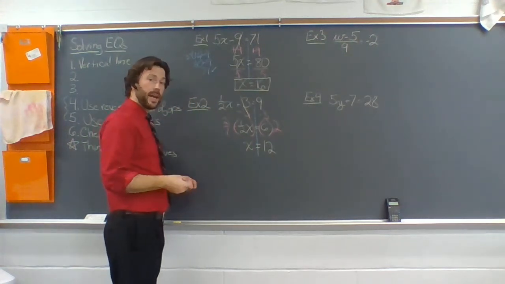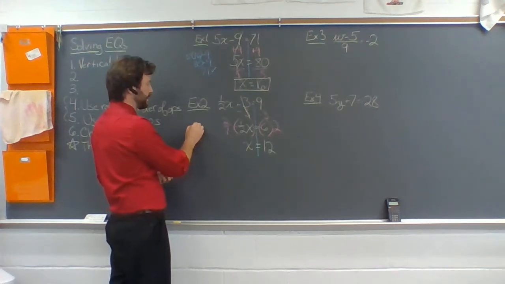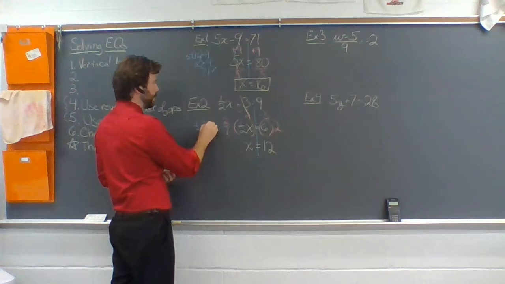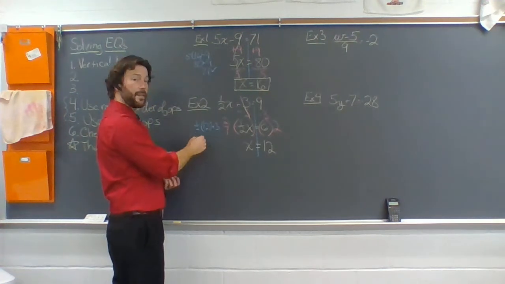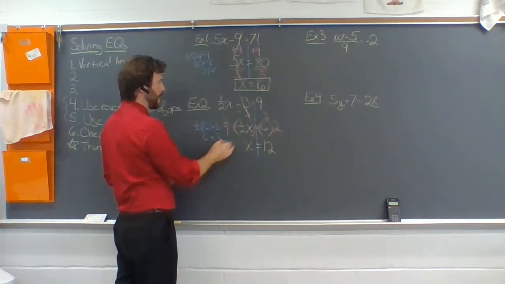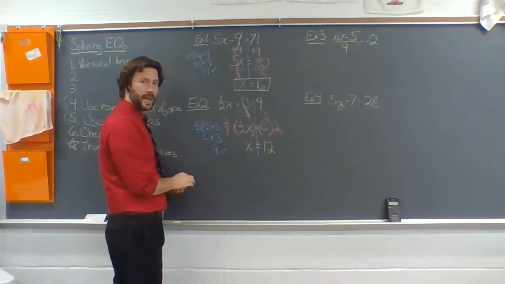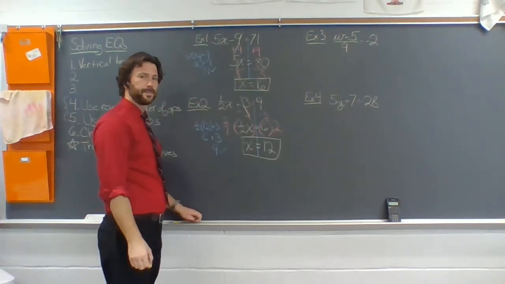Now, before I circle that answer and say that we're done, I'll take that 12, sub it in here in place of x. So 1/2 times 12 plus 3. 1/2 times 12 is 6. 6 plus 3 gives me 9. Solution checks out, and I can say that x equals 12.